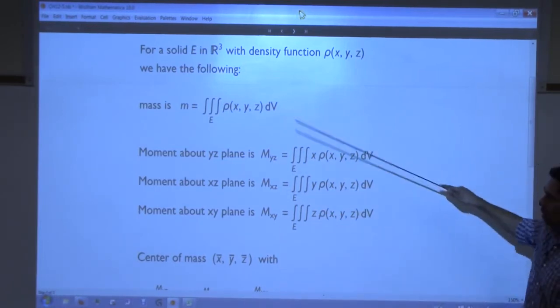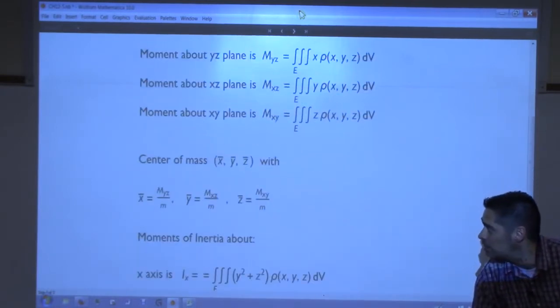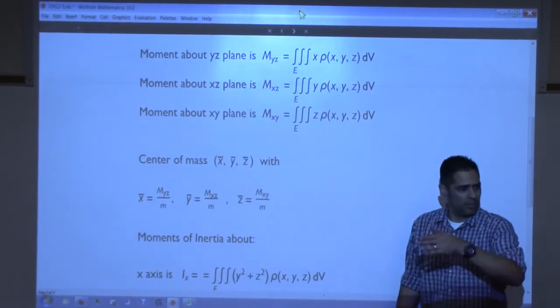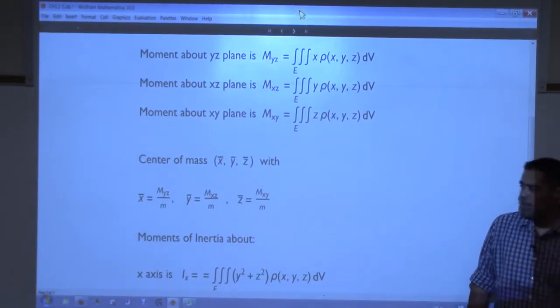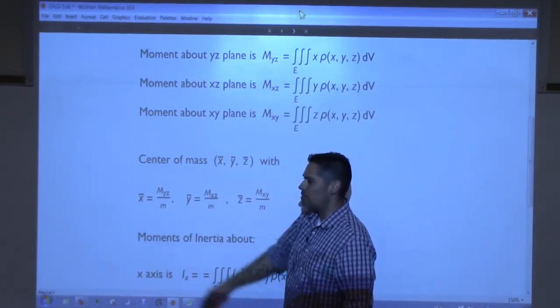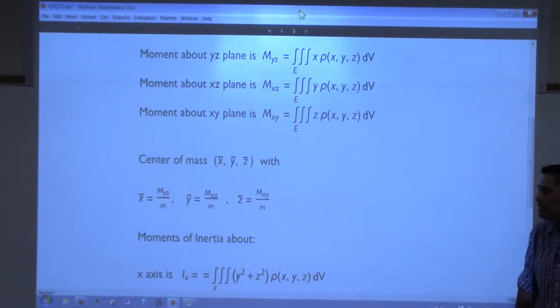Once you compute all of these, then you can find the center of mass. The center of mass is an ordered triple. It's your x, y, and z coordinates. The x coordinate is your moment about the yz plane over the mass. The y coordinate is the moment about the xz plane over the mass. The z coordinate is the moment about the xy plane over the mass. So there's a lot of integration that has to take place for you to find it, right? But it can be done.